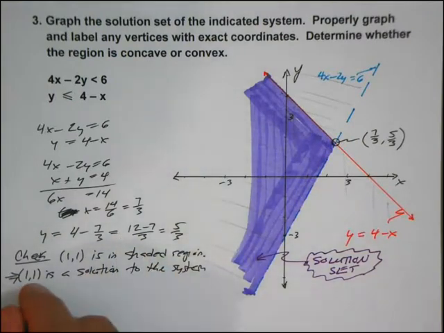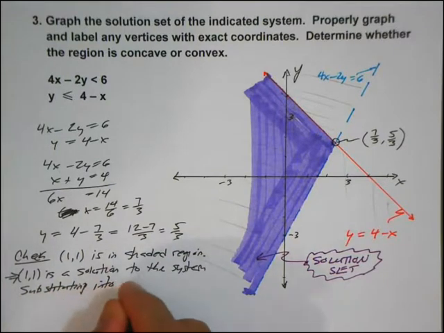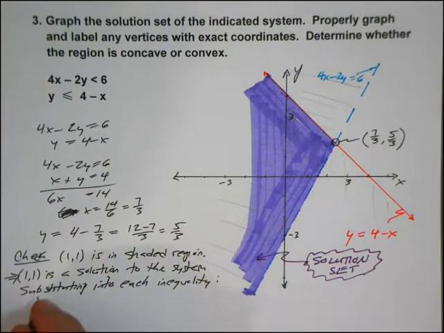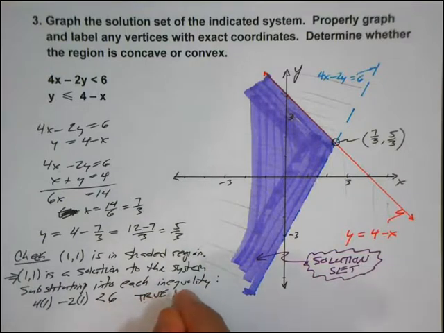So, let's try substituting into each inequality. Alright, first one, x is 1. 4 times 1 minus 2 times y is 1. Less than 6. What about this statement? 4 minus 2, that would be 2. 2 less than 6? True. Okay, second inequality, 1 for y, less than or equal to 4 minus 1 is x. 1 less than or equal to 3? True. Okay, give it a check there for likely correctness.